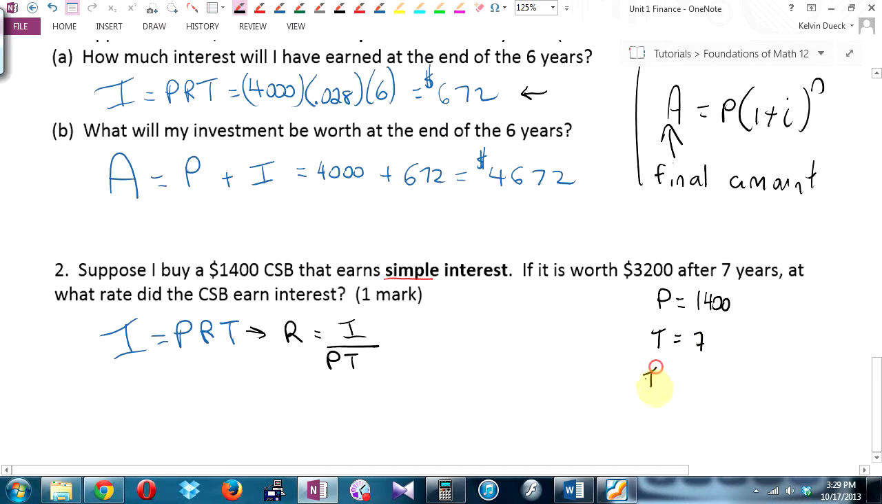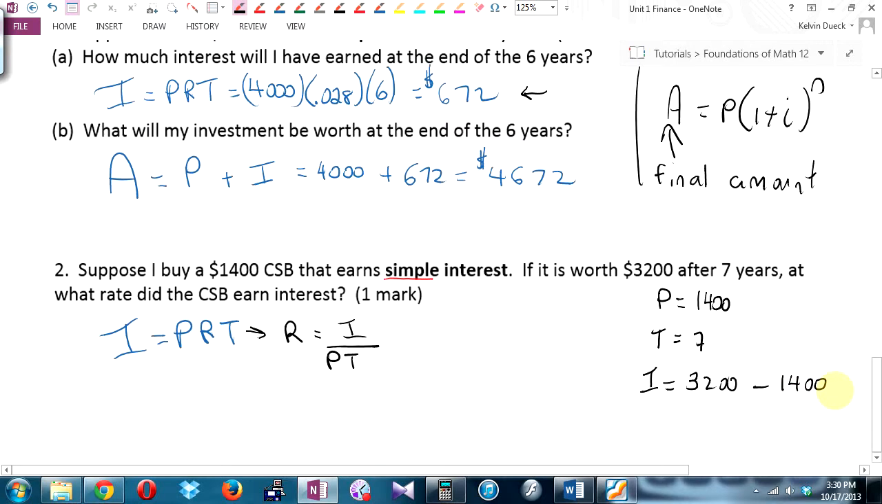Now, I'm also going to need to know the interest. Now, the interest is not $3,200. You know why? What's the word right in front of 3,200? It's worth. That's what the total is worth. But what did we start with? 1400. So that can't all be interest. Why? Because what did we start with? Oh, should we minus it?